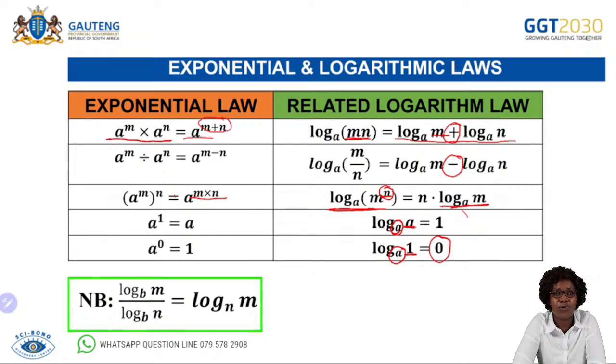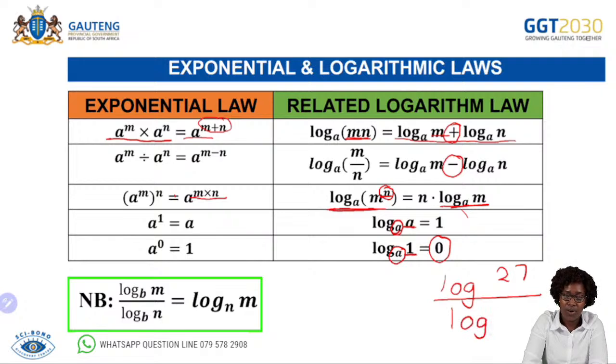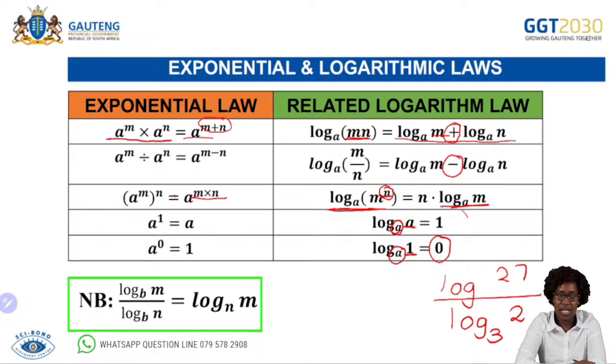Sometimes when we're working with logarithms, we need to make sure that we change. Remember, all of these laws, we're saying that the base has to be the same. Now, what happens if the base is not the same? Say, for instance, I have log of 27. Then I'm saying I need to divide this probably by the log of 2 to base 3. Now, as you can see, grade 11s, the bases there are not the same.